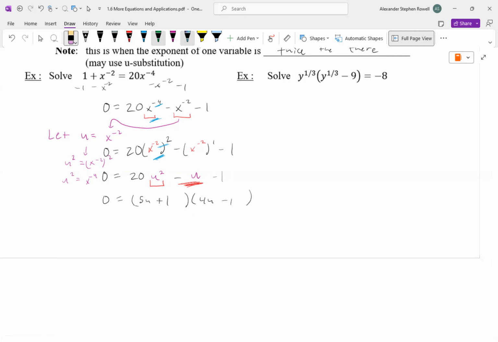Once I've factored it, what do I do? Yeah, set each factor equal to 0. 0 is equal to 5u plus 1, or 0 is equal to 4u minus 1. So our answers would be u is equal to negative 1/5 or u is equal to 1/4. Great, I found u. But what's the question asking for? It says to solve this equation, it implies solve for x, but we solved for u, so this is not my answer. How do I find my answer?